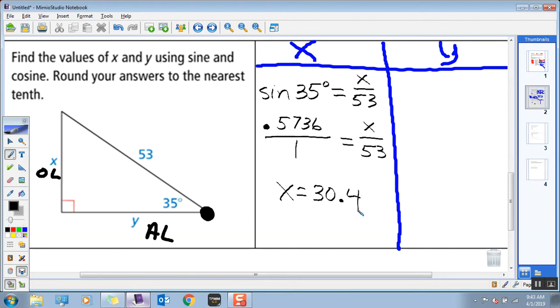Well, you could. I'm curious as to how you guys solve for y. Cosine. Cosine 35. Cosine of 35. And then I took that.